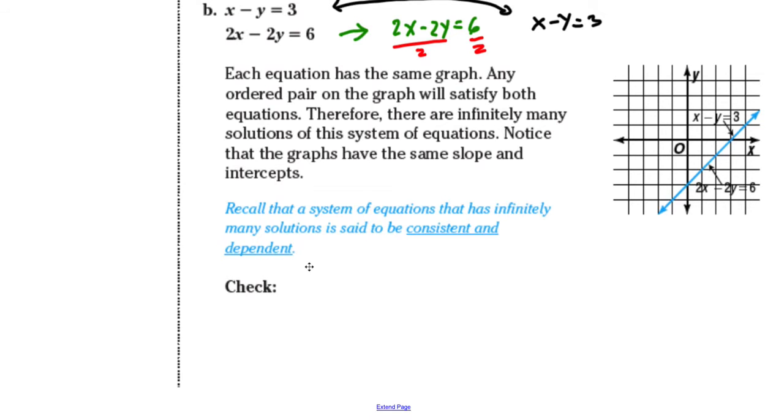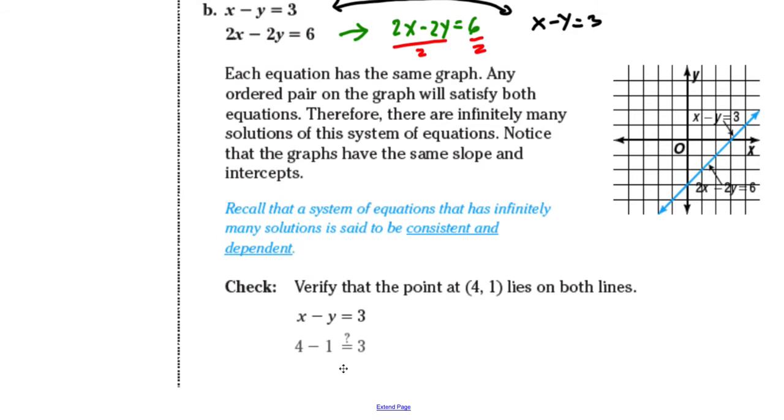If we check our answer, we need to verify that (4, 1) lies on both lines. We simply substitute it back into our equations. We find out that it will make both equations true. Let's take a look at the next one.